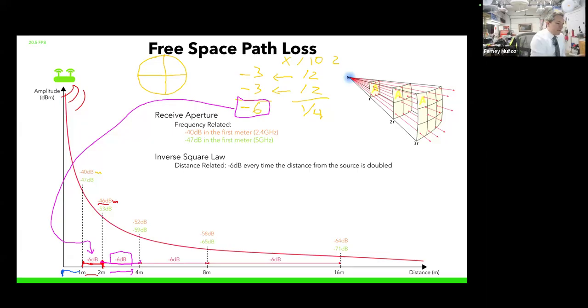So double the distance from 4 meters to 8 meters. Double the distance, 1/4 of the power. And we said that 1/4 is minus 6 dB. You lose 6 dB again. It's just physics, guys. This is not unique to Wi-Fi. It happens to heat, it happens to sound.